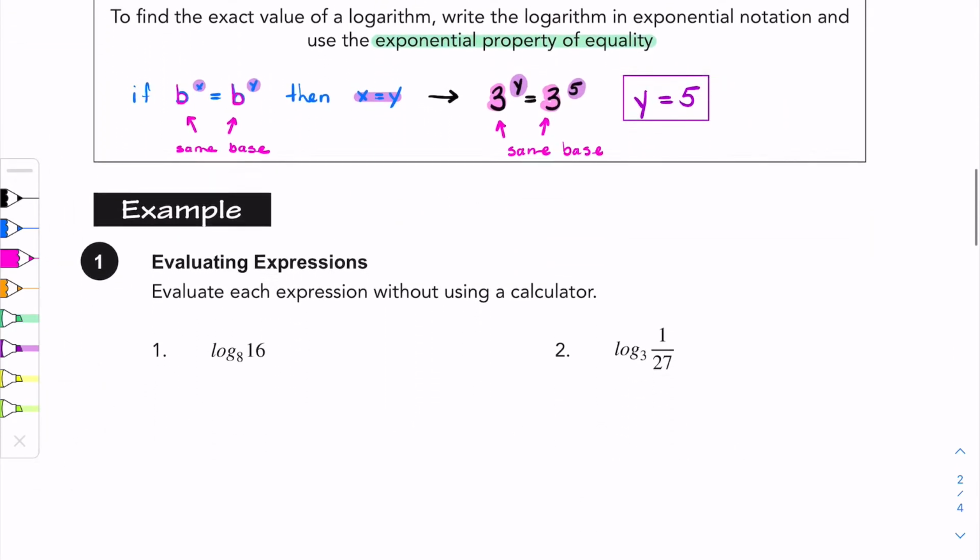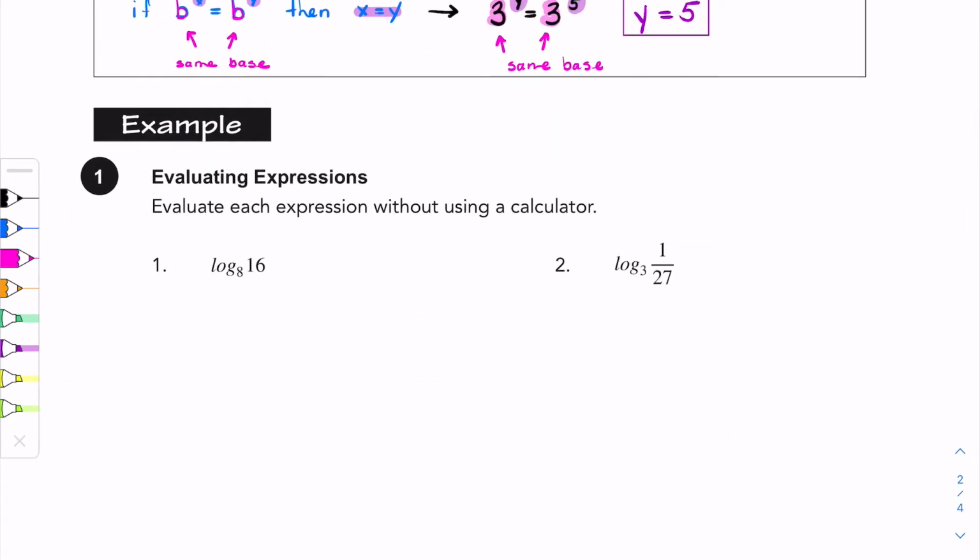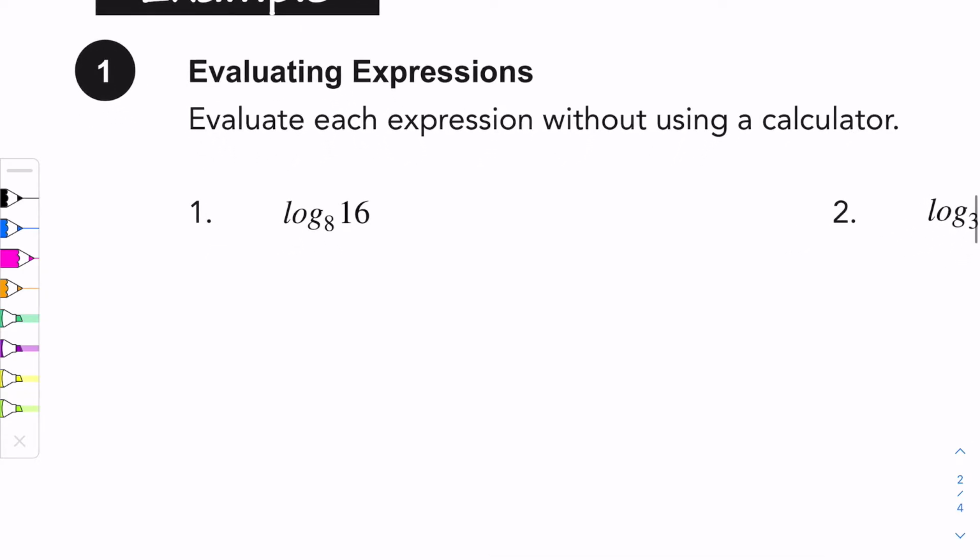We're going to evaluate these next couple without using a calculator. When you're evaluating logs, like I mentioned before, or in the box above, you need to convert to exponential form and then use the exponential property of equality. We have log base 8 of 16. This is equal to something, we just didn't write that at this point. So I'm going to rewrite log base 8 of 16, and I'm going to set this equal to x.